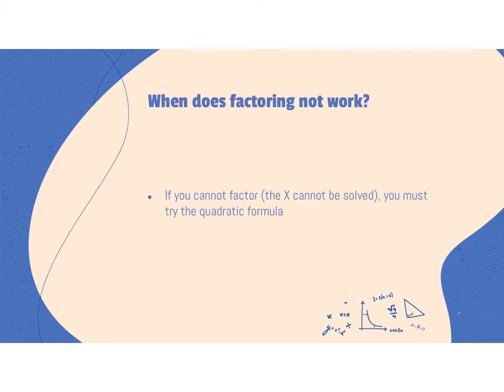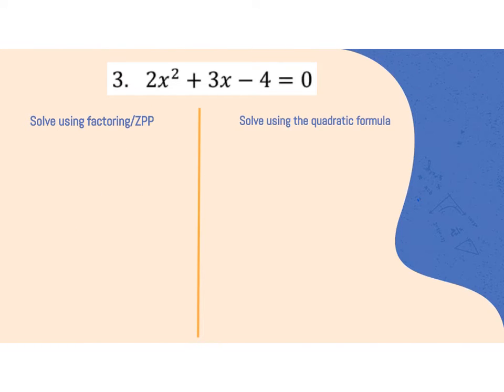Okay, so you've heard me mention now that the quadratic formula is one that works all the time. There are some times that factoring doesn't work. We saw in the factoring unit that there are some expressions that are not factorable. So what happens when factoring doesn't work? If factoring doesn't work, then we have to use the quadratic formula. So let's take a look at number 3. We have 2x squared plus 3x minus 4.